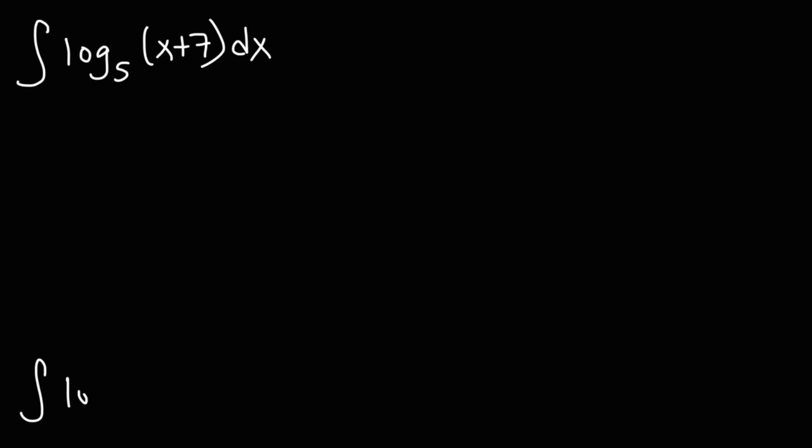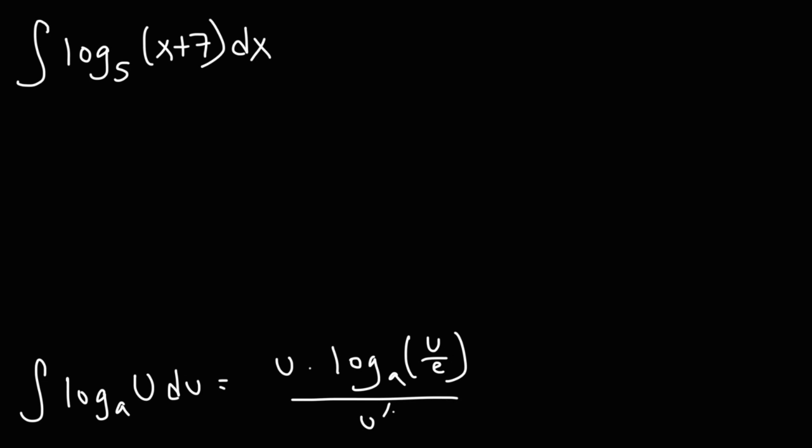So let's start with the formula. Log base a of u du is going to be u times log base a u over e divided by u prime plus c. And this is if u is a linear function, which in this case it is. It's x plus 7. So in this example, we can see that u is x plus 7, which means u prime, the derivative of x plus 7, that's just 1. And then a is equal to 5.